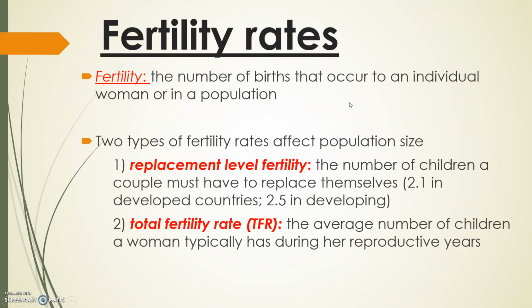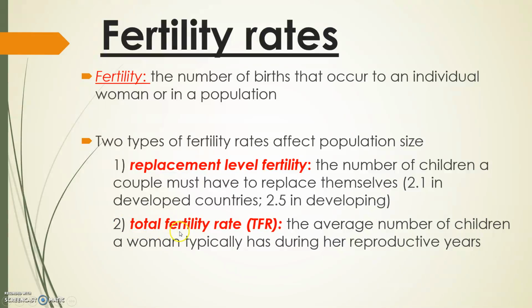Fertility means how good you are at having children. So there are two different things that you're going to see on the test. One is replacement level fertility, which is the amount of children that need to be had to replace the parents. And you would typically think that it would just be two, right? One mom, one dad, two kids to replace them. But in fact, when you factor in the averages of some couples don't have kids, not everyone has a child to replace them, it's usually a little bit above two. 2.1 in developed, 2.5 in developing.